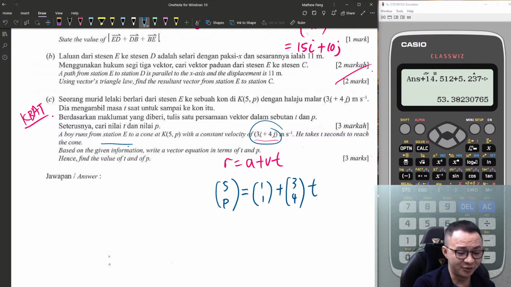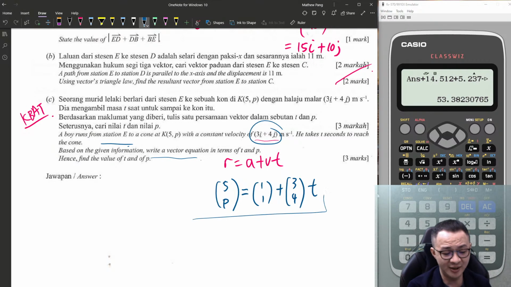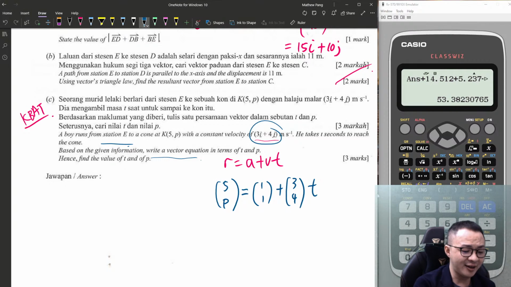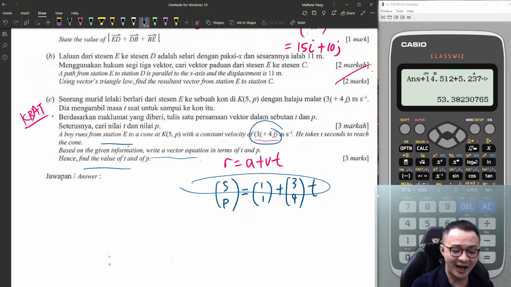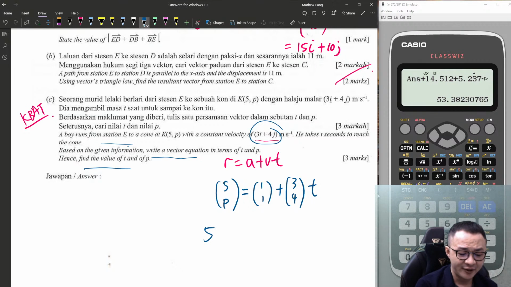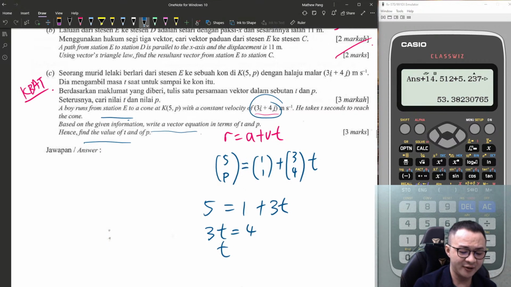They ask us to write an equation in terms of t and p. As you can see, my equation is in t and p. And then hence find the values of t and p. I will compare the i components first, and then the j components. Comparing i first: 5 equals 1 plus 3t, so 3t equals 4, so t is 4 over 3.